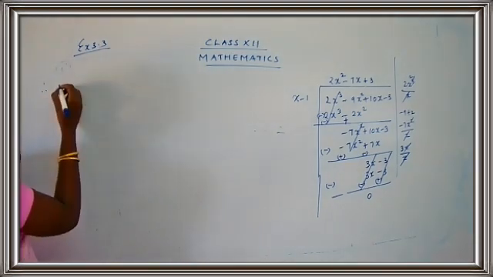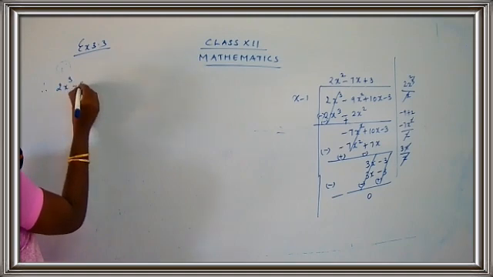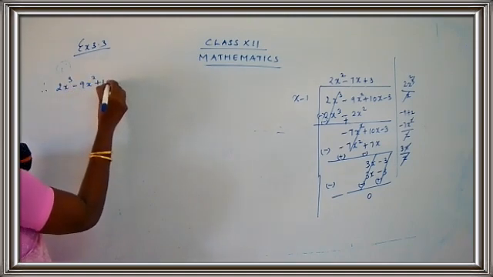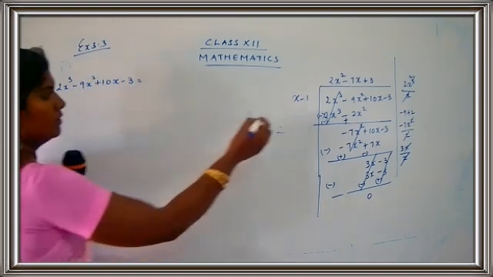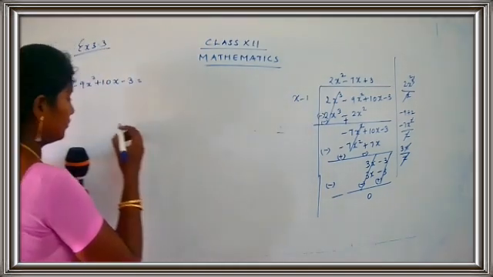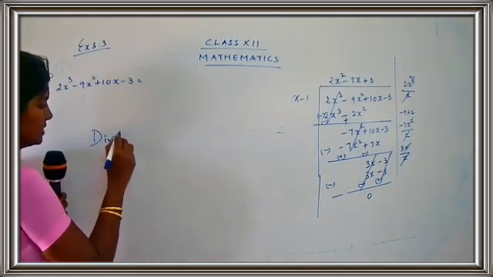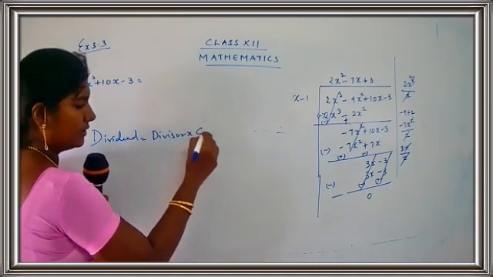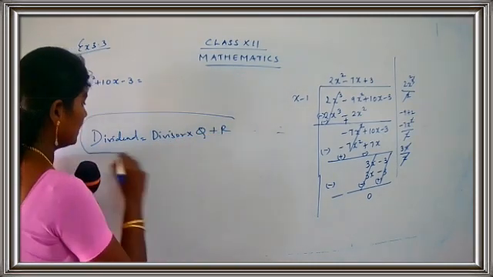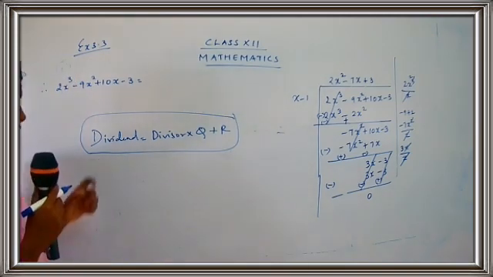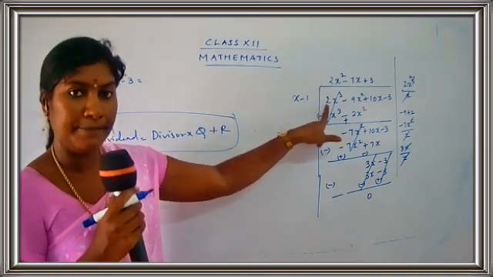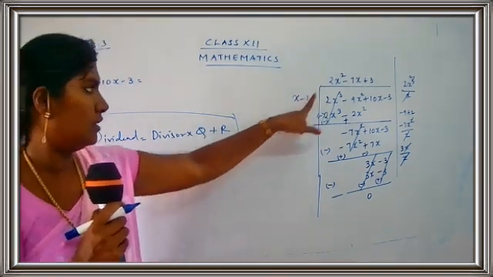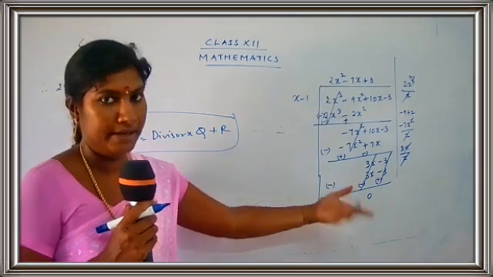Therefore, 2x cube minus 9x square plus 10x minus 3 is equal to, listen to this. Actually, we have a rule, yes children? Dividend is equal to divisor into quotient plus remainder. This is a rule that we follow when we do the division. So dividend is this number. The inside part is a dividend. Divisor, quotient and remainder. Remainder is 0 here.